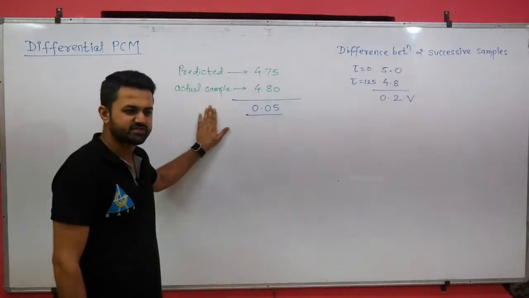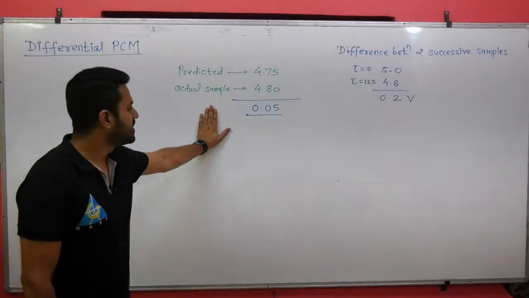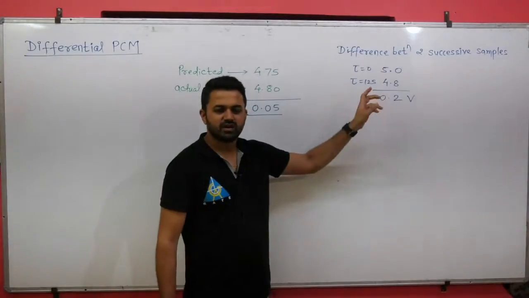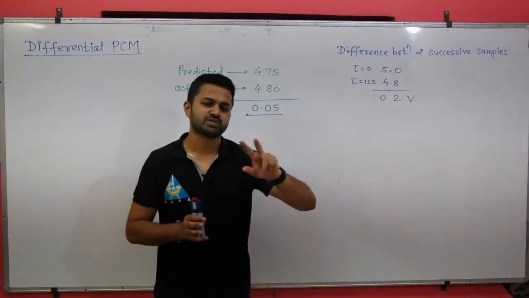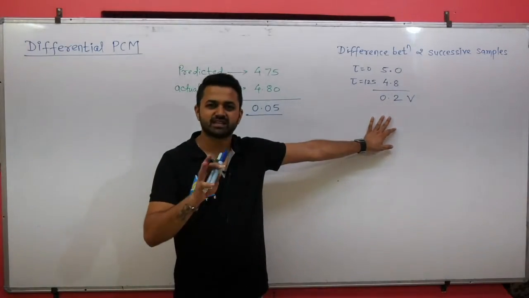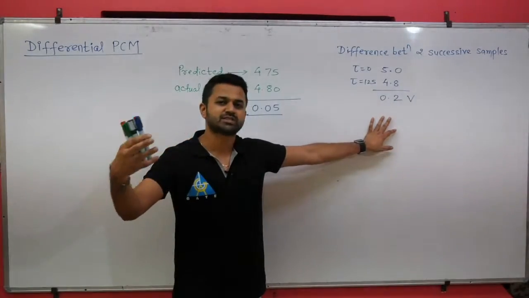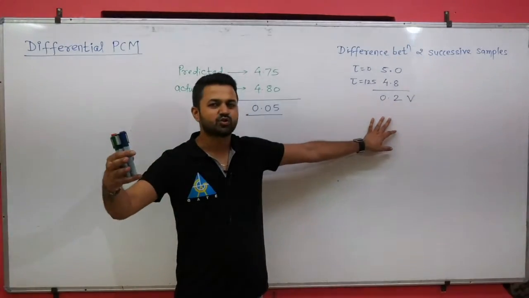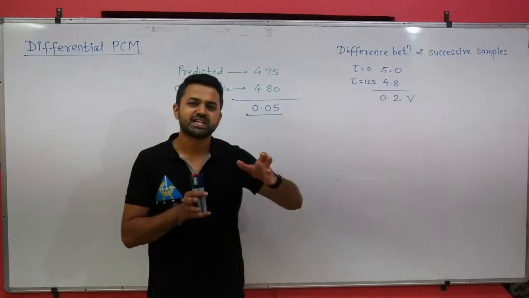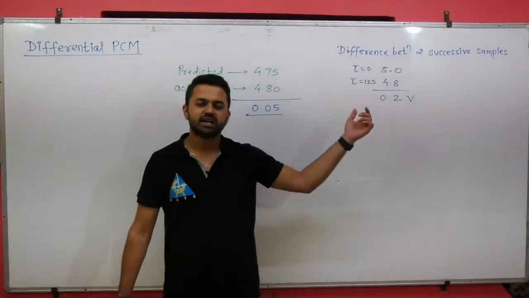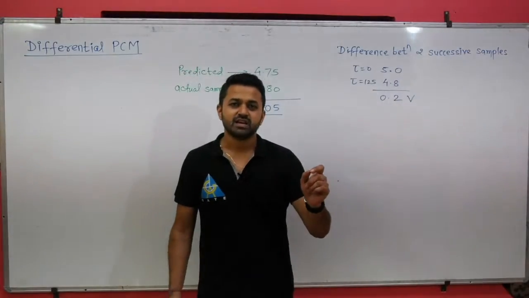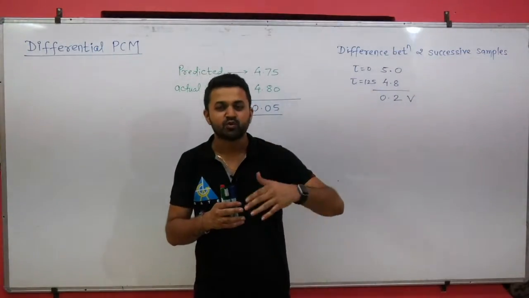This one, right? First one. Yes, this one will be better because the amplitude difference is even less than this value. Previously, when we took the difference between two successive samples, we got 0.2 volt. That is even better than the actual pulse code modulation. In actual pulse code modulation, the amplitude is 5 and then 4.8. But when we took the difference between two successive samples, the difference is 0.2, which is better than the pulse code modulation. But we can even improve that system.